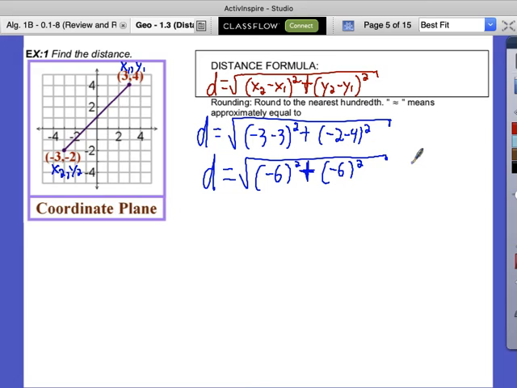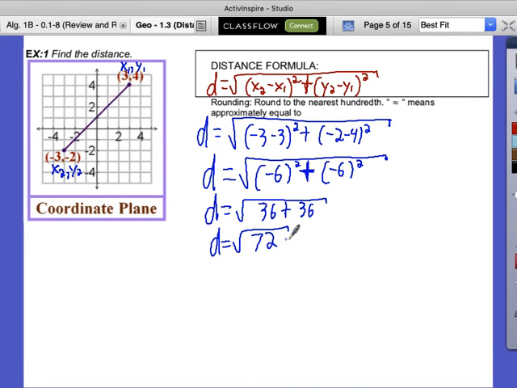Questions on that step? What would we do next according to order of operations? Exponent. What is negative 6 squared? Positive 36, because negative 6 squared means negative 6 times negative 6, and a negative times a negative is a positive. Plus, what is negative 6 squared? 36 again, positive. What is 36 plus 36? 72.